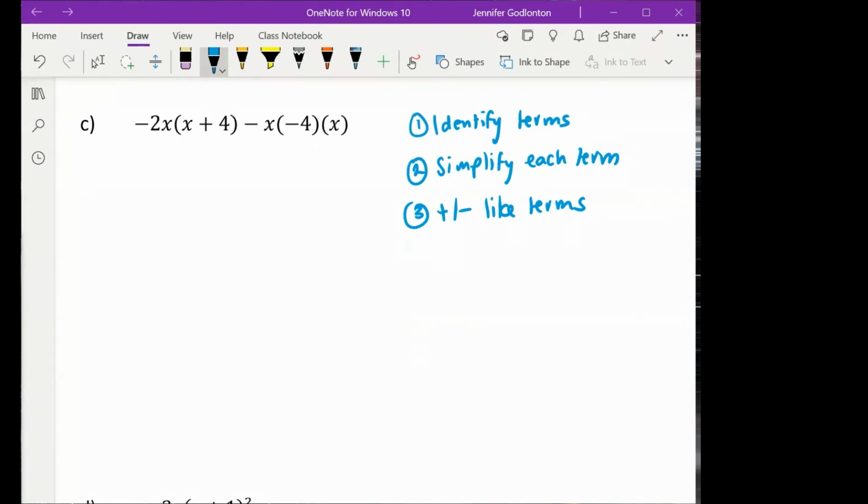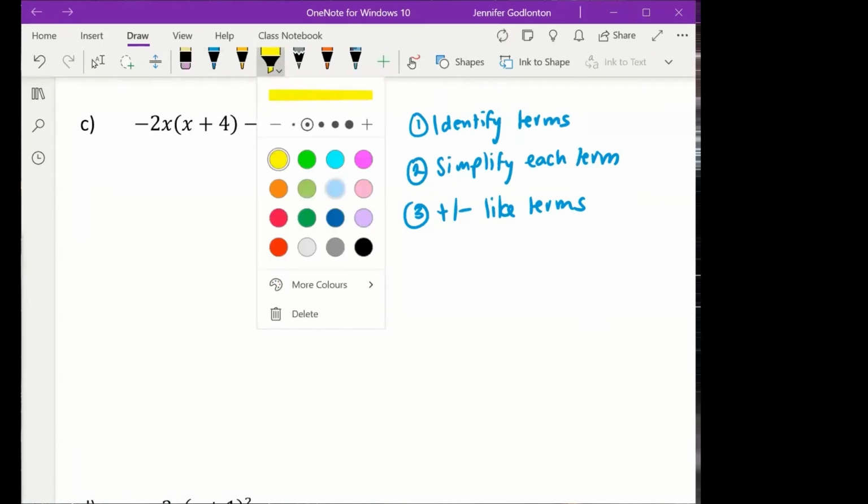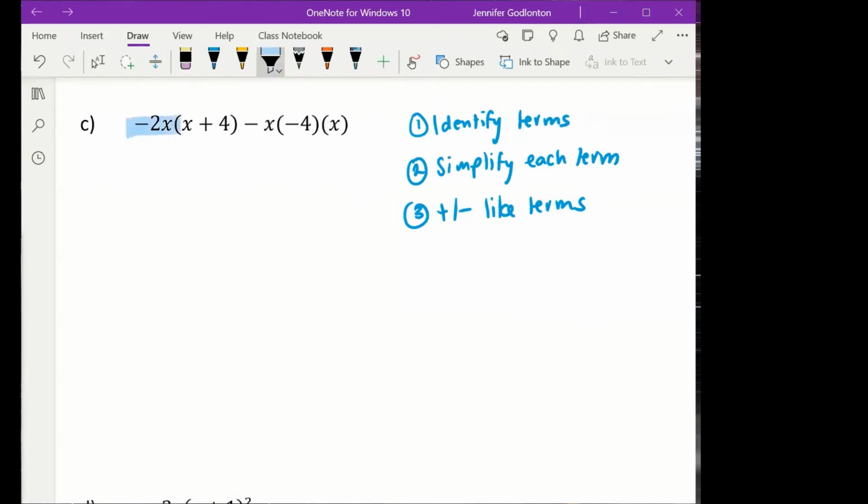Okay, let's go through this step by step. So, first step, identify the terms. 1 term, 2 terms. Okay, 2 terms. Next step, we're wanting to simplify each term. So for this first term, I have to multiply this negative 2x into everything. So it's going to be negative 2x times x. So negative times a positive is a negative. 2 times 1 is 2. X times x is x squared. Negative 2 times positive 4 is negative 8. And we're going to have an x. So that's what the first one is going to become.